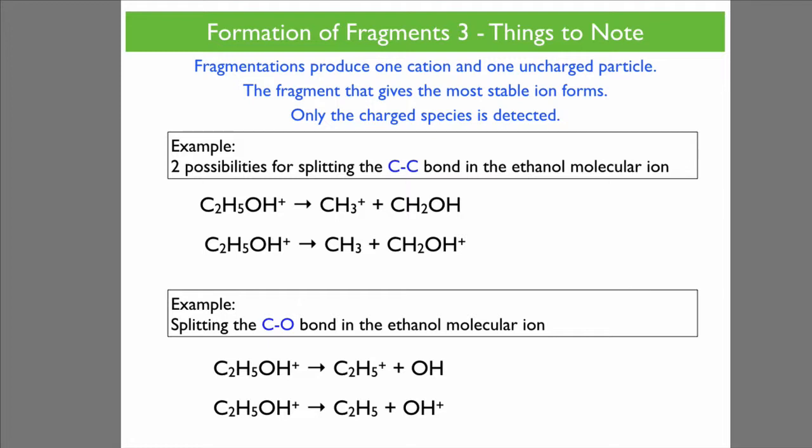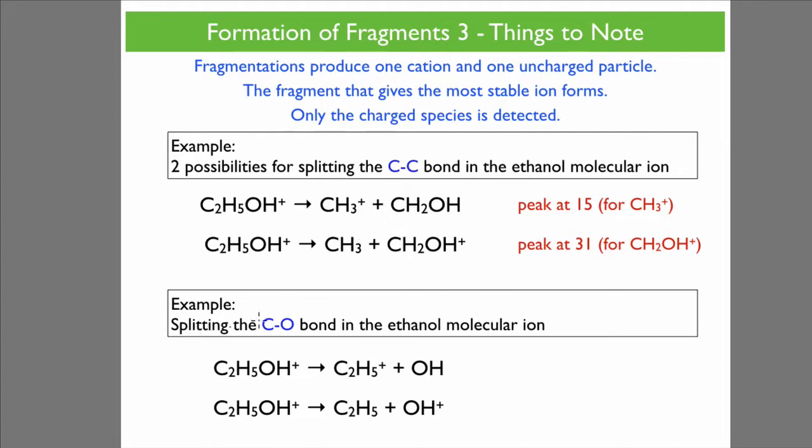Fragmentations produce one cation and one uncharged particle, as we know. The fragment that gives the most stable ion forms. Only the charged species is detected. In the first example here, we've got two possibilities for splitting the carbon-carbon bond in ethanol. Here we would have a peak at 15 for CH3+. You see this is the charged one, and then we get no peak for this, it isn't charged. But it could go the other way, and you could get a peak at 31 for this, but this one wouldn't be charged, so you'd get no peak here. So you'd probably get a peak at 15 and at 31 because both of these are acceptable splittings.